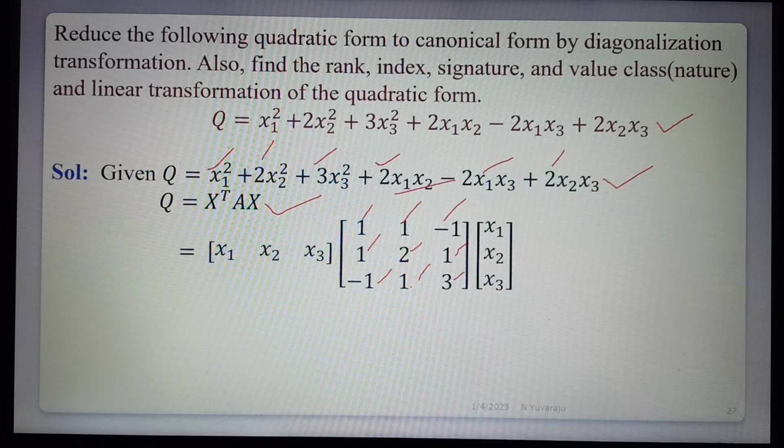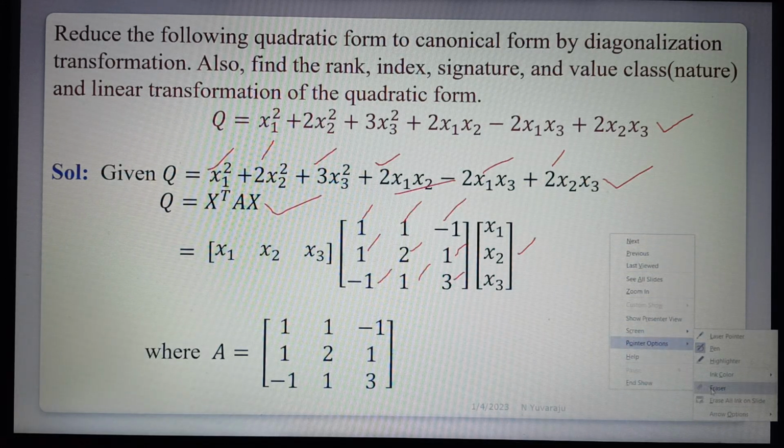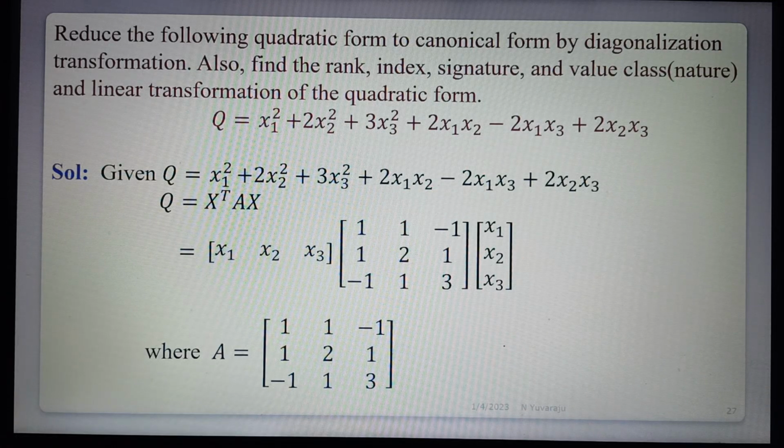This is the coefficient matrix A, and X is a column matrix. Where A is the matrix with rows 1, 1, minus 1; 1, 2, 1; minus 1, 1, 3. So in this method, we now write A is equal to I A I. Continuation.